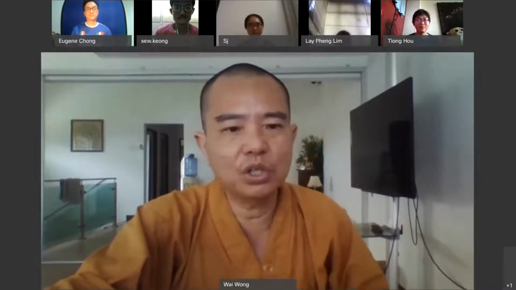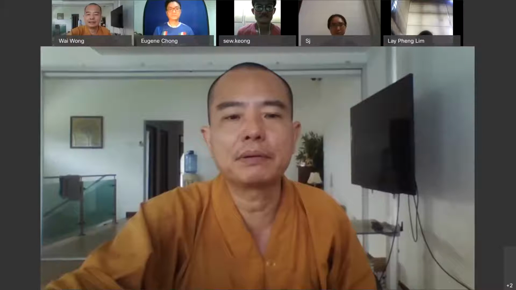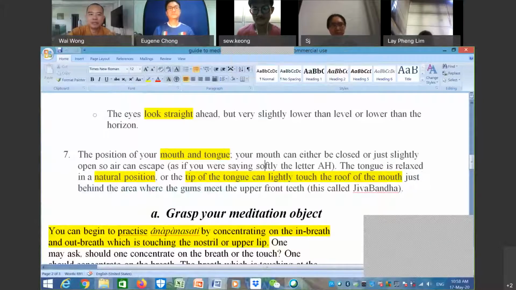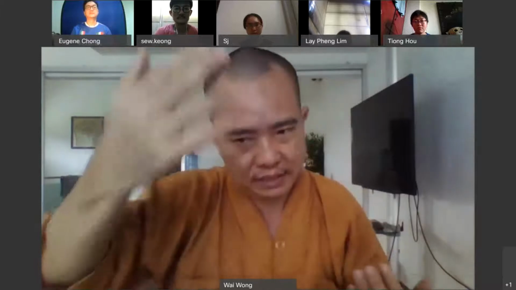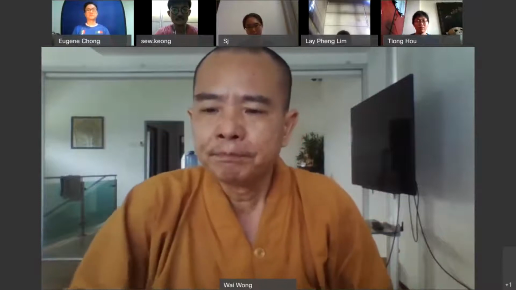Next, we go to the position of the mouth and tongue. Remember, you can put the tongue naturally, or you can push the tongue to the upper roof, the roof of the mouth. The purpose, according to the previous lesson, is to make the circulation of the energy complete, we call it xiao zhou tian. Well, this is some basics about this.